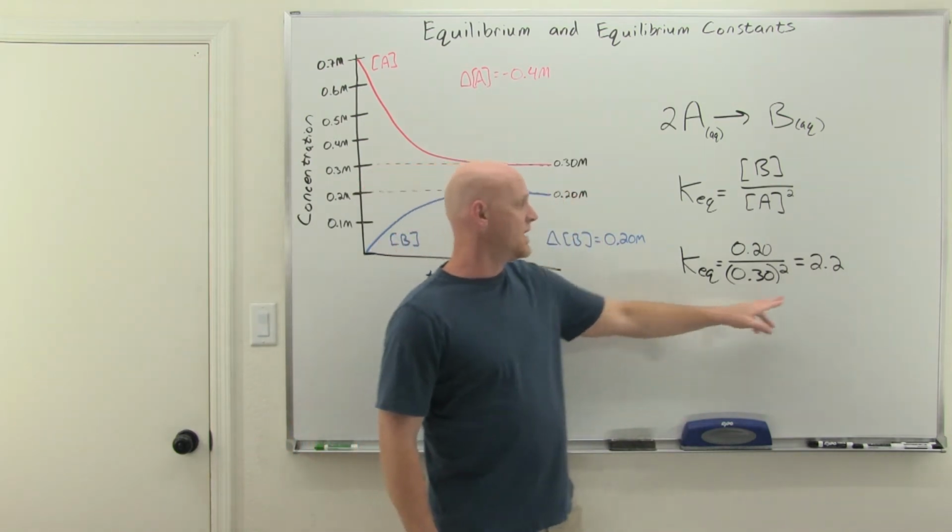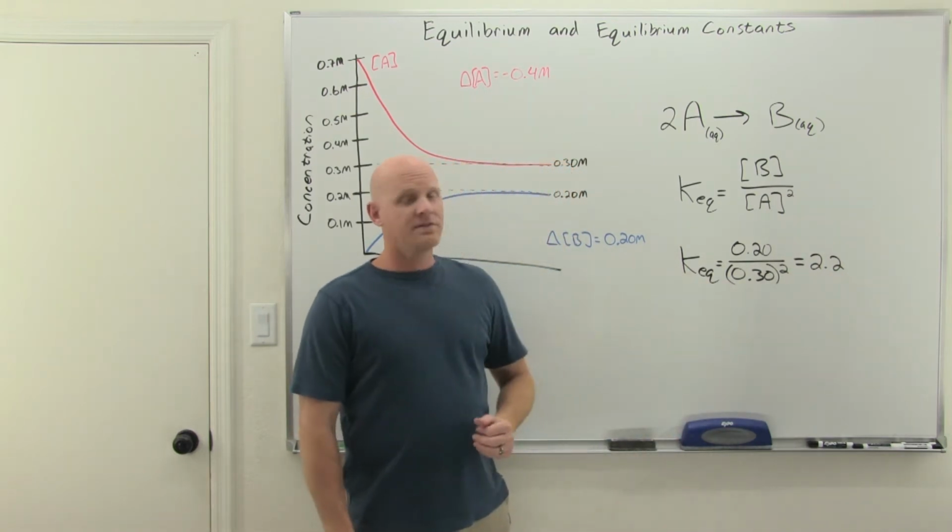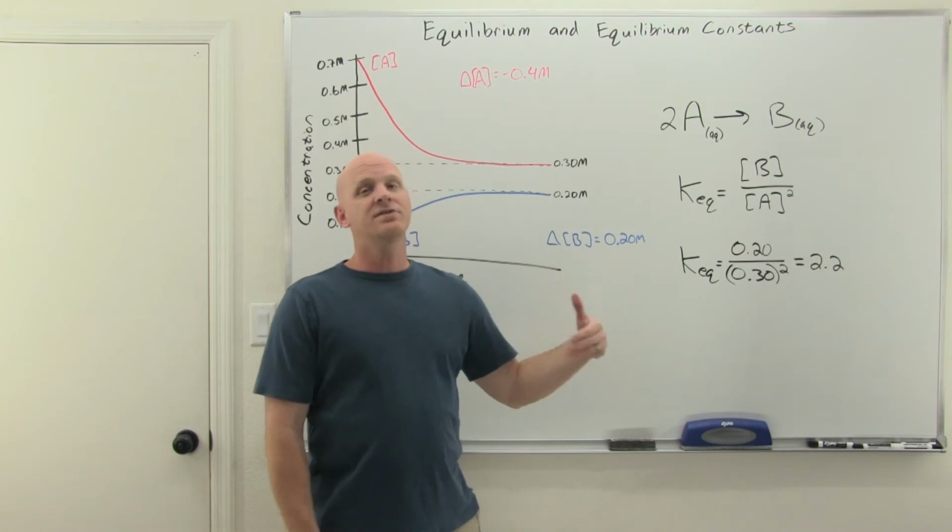So that's where we're going to go here as well. Here the equilibrium constant is 2.2. Now it turns out this equilibrium constant has a utility, and it tells us something about a reaction.